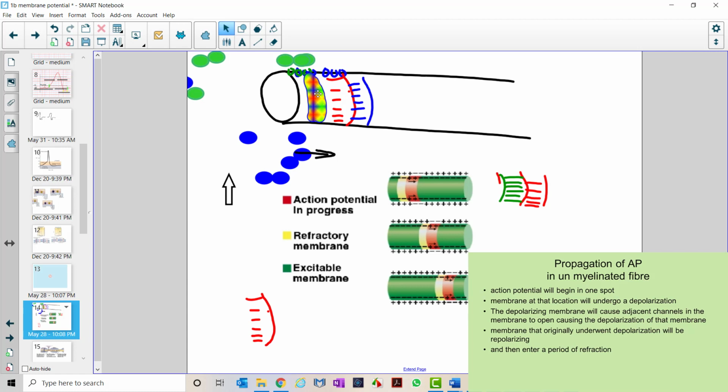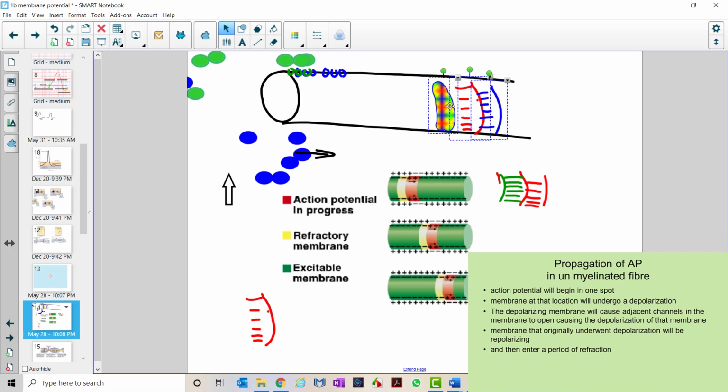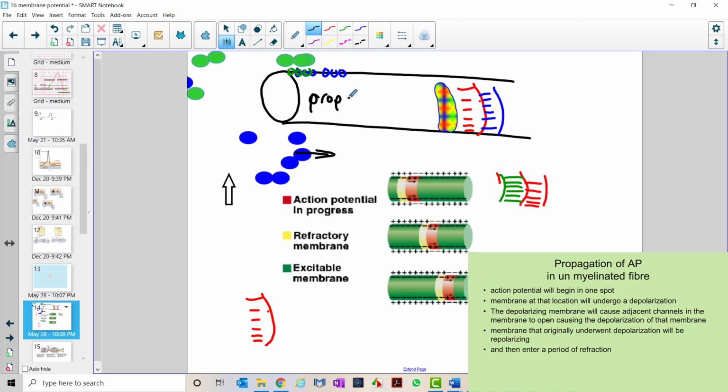So this hyperpolarization ensures that the action potential moves in one direction down the axon. This whole concept is known as propagation of the action potential, and you'll see that on the PowerPoint. I'll write the word here, but you'll use the PowerPoint to get that definition. Propagation of the action potential. The bigger your nerves, the faster these action potentials can move, and the faster conduction can occur.